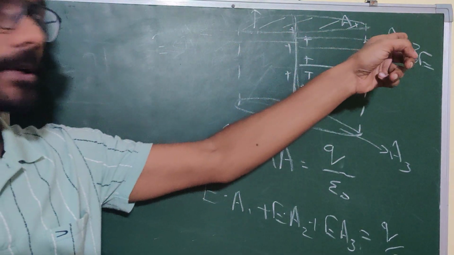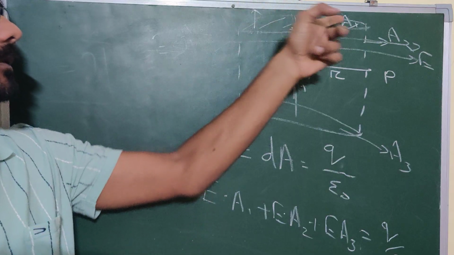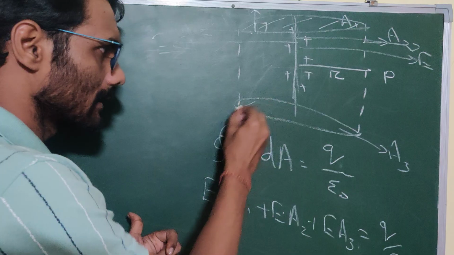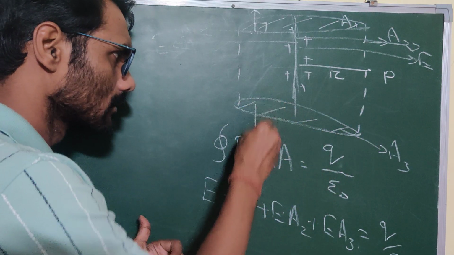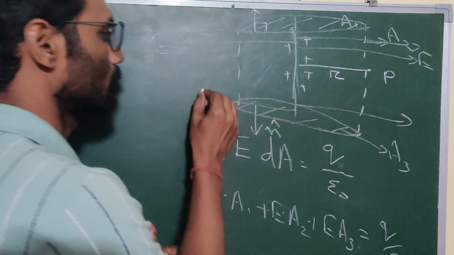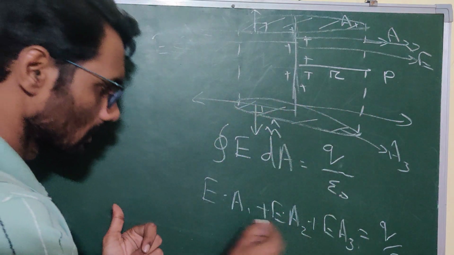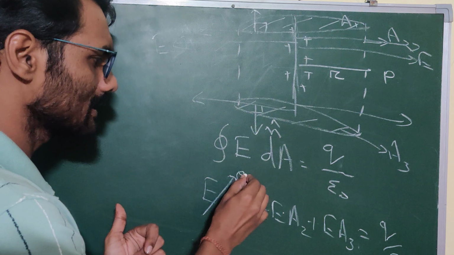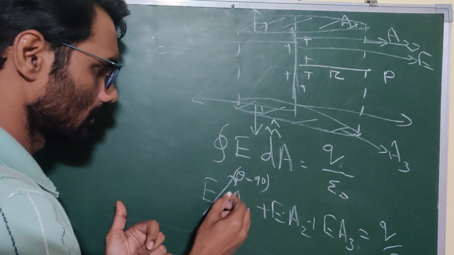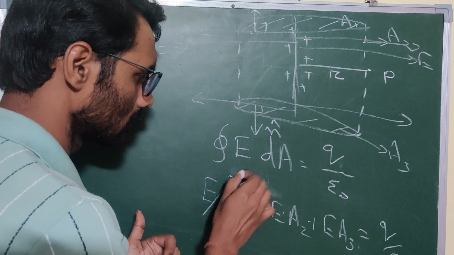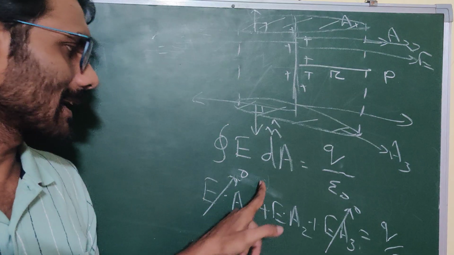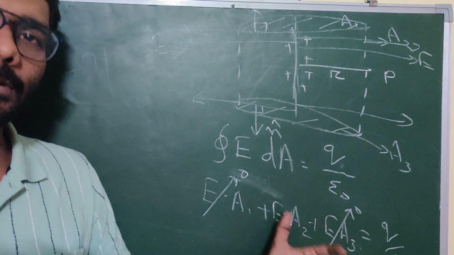The angle between the electric field line and the area vector for the A1 surface is 90 degrees. In this direction also, this is facing down, so the area vector is downward, and the electric field lines are perpendicular to the area vector. So this is 0 as theta is 90 degrees. This is also 0, theta is 90 degrees.